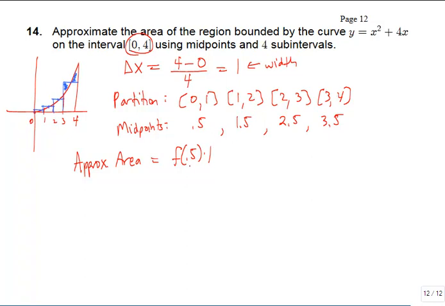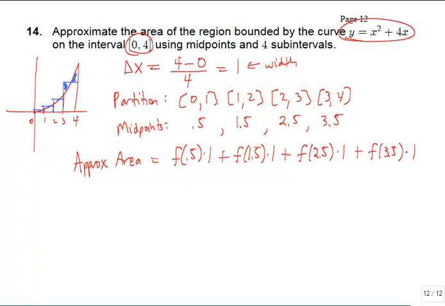So let's finish what we have here. This would be the area of that very first rectangle. The second rectangle would go as high as the function is at f of 1.5, and then we would multiply by our width of 1. The third rectangle goes as high as f of 2.5 times our width of 1, and the fourth rectangle goes as high as f of 3.5 times our width of 1.